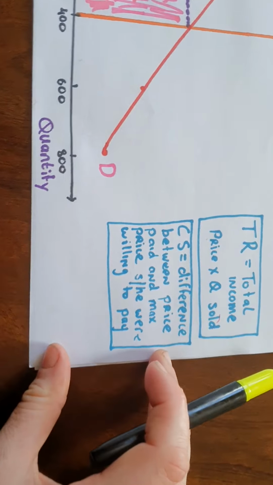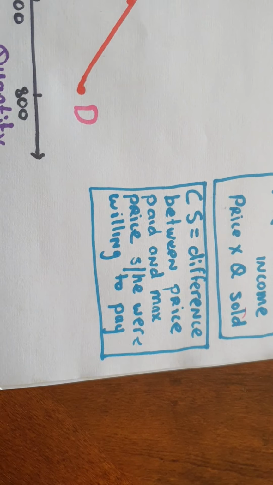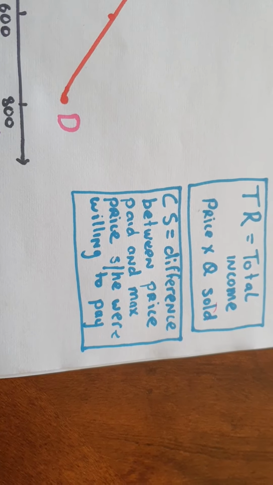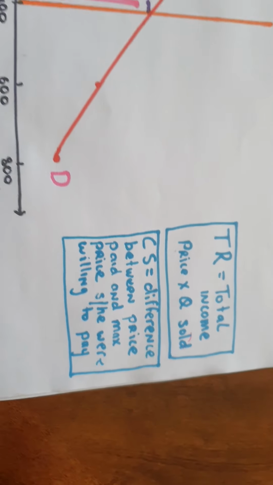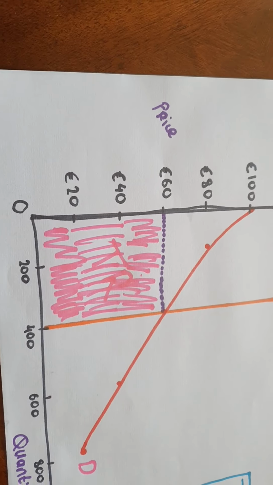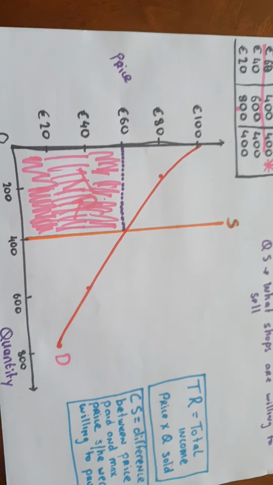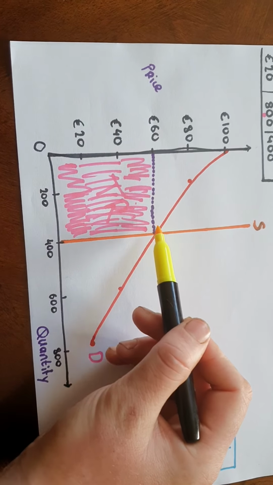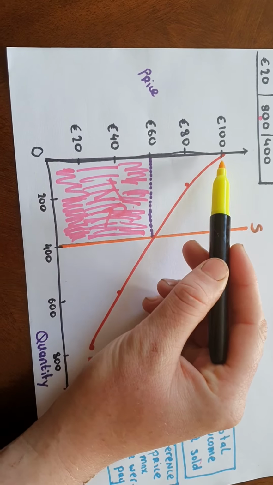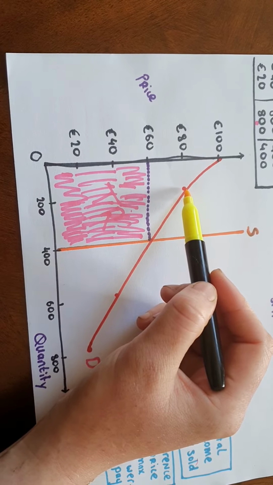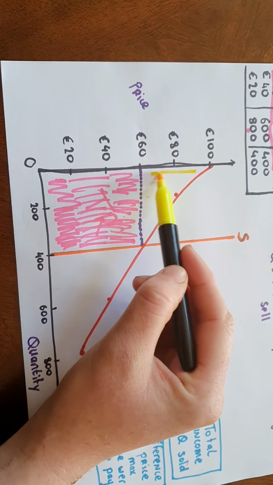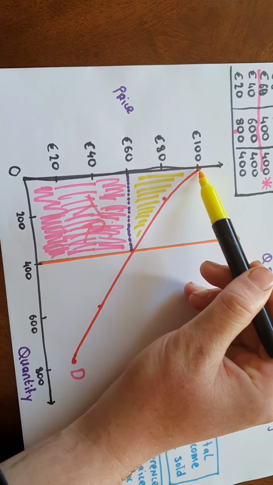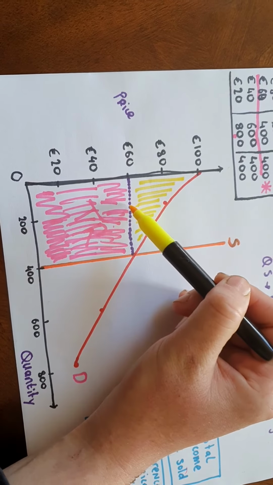Okay. Then to remind ourselves again of what consumer surplus is. Consumer surplus is the difference between the price paid for a good or service and the maximum price that a consumer was willing to pay for that good or service. If we look at our graph, we know that the consumers paid €60 for a good, but some of them were willing to pay €100. Here, some of them were willing to pay €80. So this area here is our consumer surplus. Why? Because people were willing to pay a lot more than what they did pay.